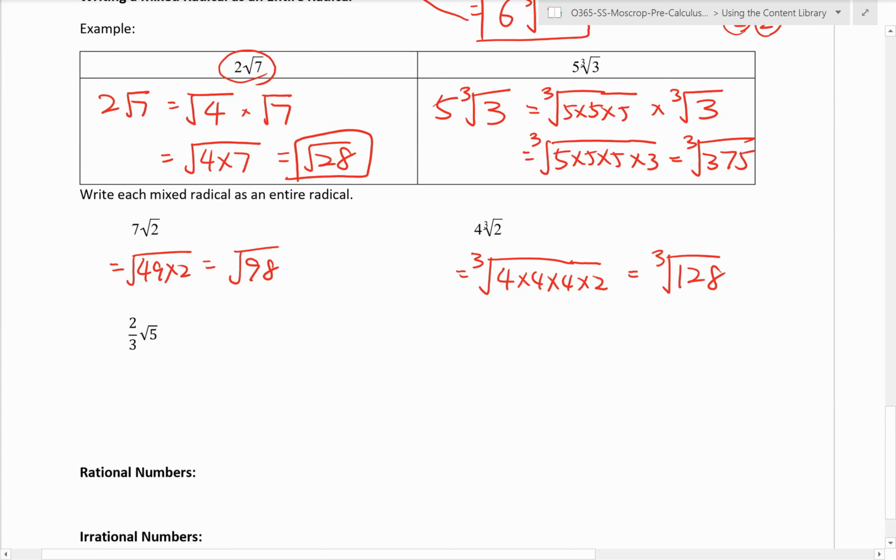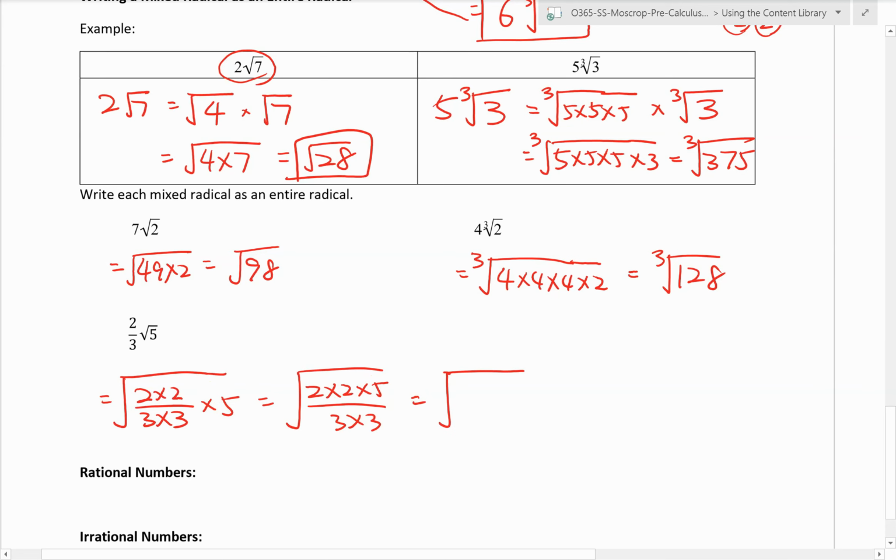Okay, now here's an example of a mixed radical with fractions. Similarly to what we did before, where does this 2 over 3 come from? It really came from the square root of 2 times 2 over 3 times 3, and we just have another 5 there. Hopefully you remember how to multiply fractions. When you multiply by the whole numbers, it goes to the numerator. So if you expand this, 4 times 5 is 20, divided by 9. And that will be the answer.